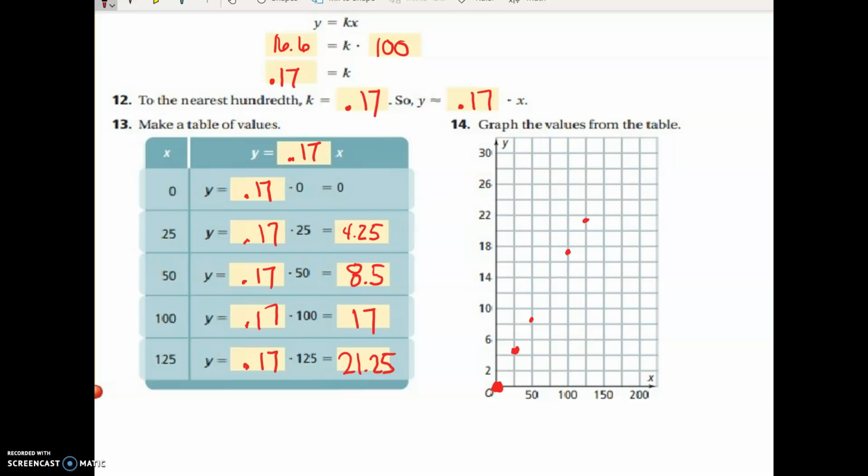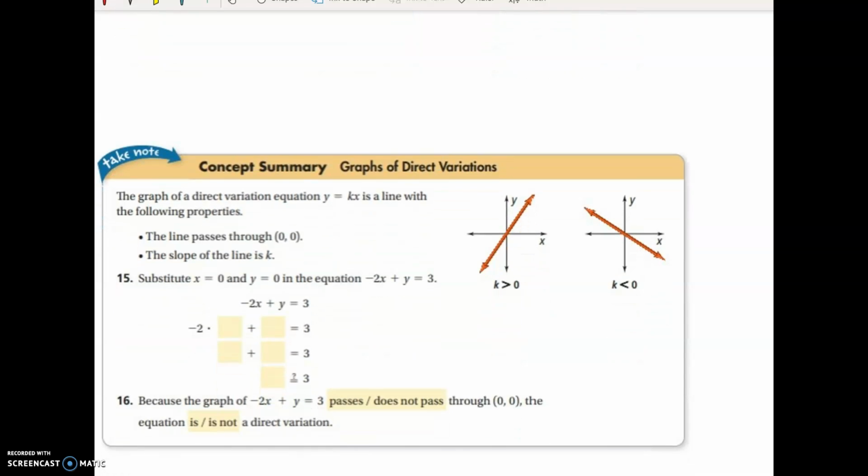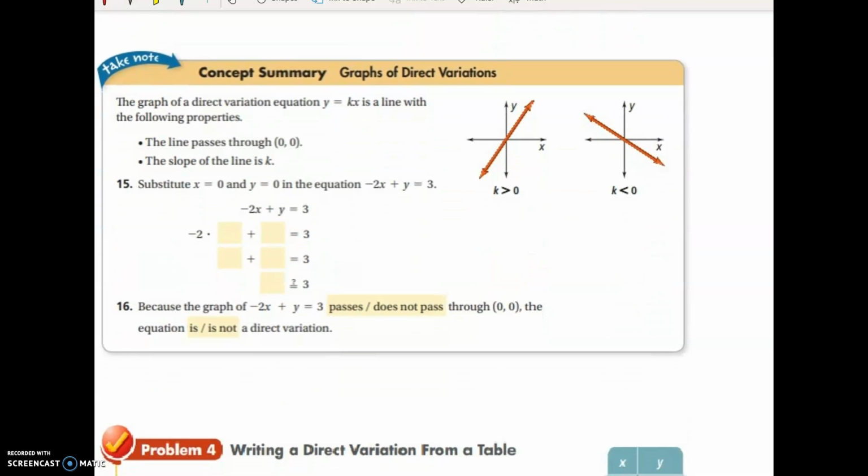I'm going to go turn my notes page and go to the next part here. So here we have a concept summary, kind of what we've been talking about. It says the graph of a direct variation equation is a line with the following properties. The line passes through 0, 0, and the slope of the line is your k value. So if you substitute 0, 0 in, for example, to this equation, we can see what happens. We're going to plug in 0 into our equation here.